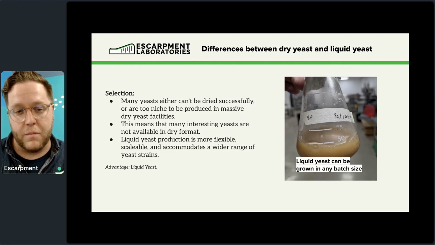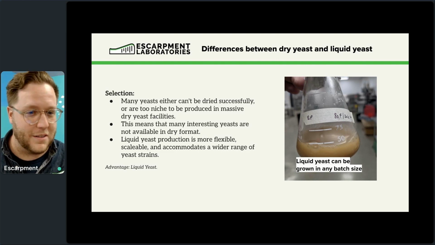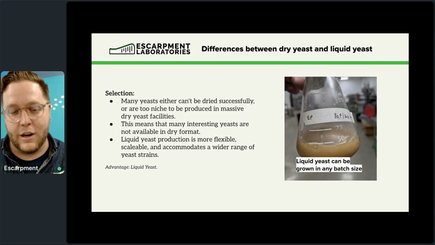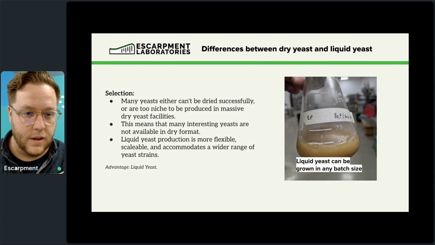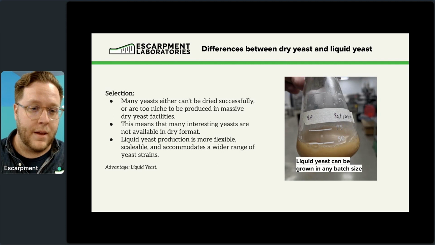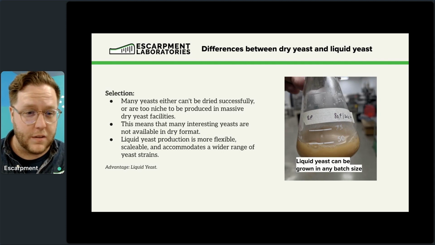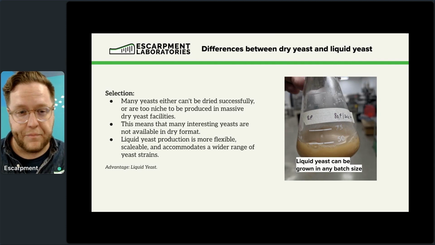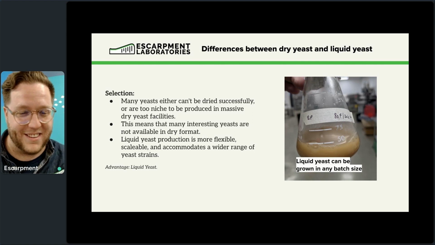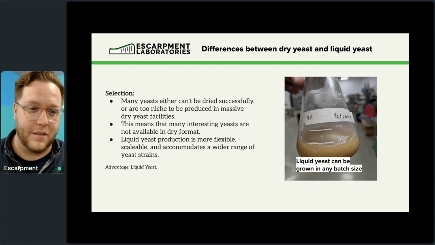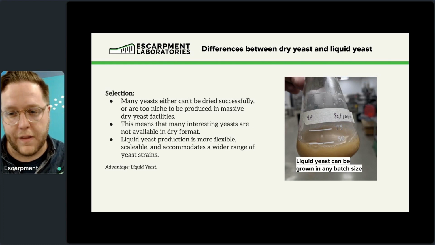It's really, really hard to offer dozens and dozens of different strains in a dry format. Just for context, at Escarpment, we're making anywhere from 30 to 50 different yeasts every month. That would be really challenging to do on the dry yeast side. Usually the selection of dry yeast options for beer is a lot lower than that.